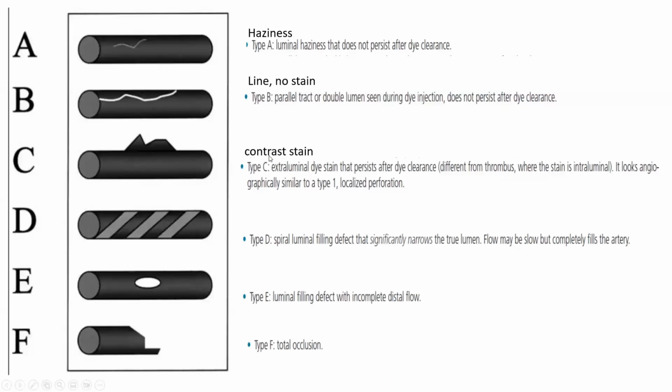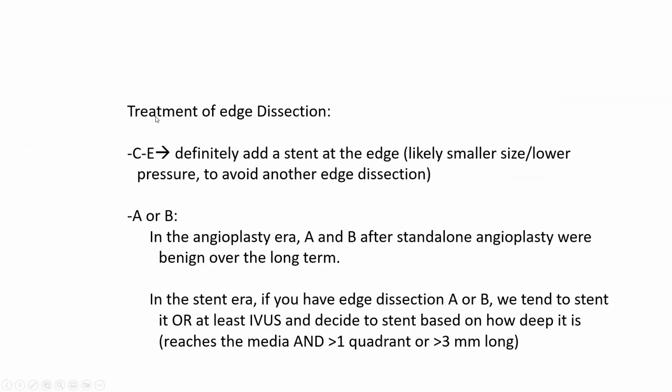C is contrast stain, that dye that hangs, that doesn't go away. D is a spiral dissection, usually with some impairment of flow. E and F mean E subtotal occlusion and F total occlusion. C through F are serious, and I'll show you some examples.